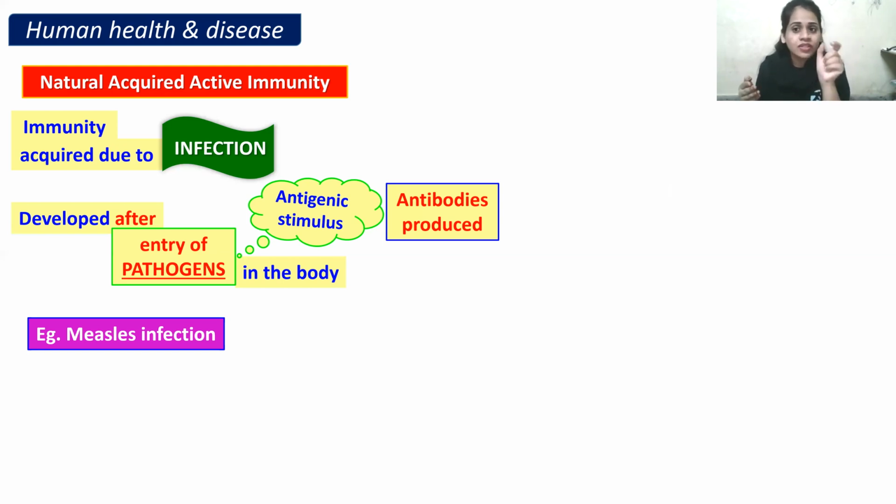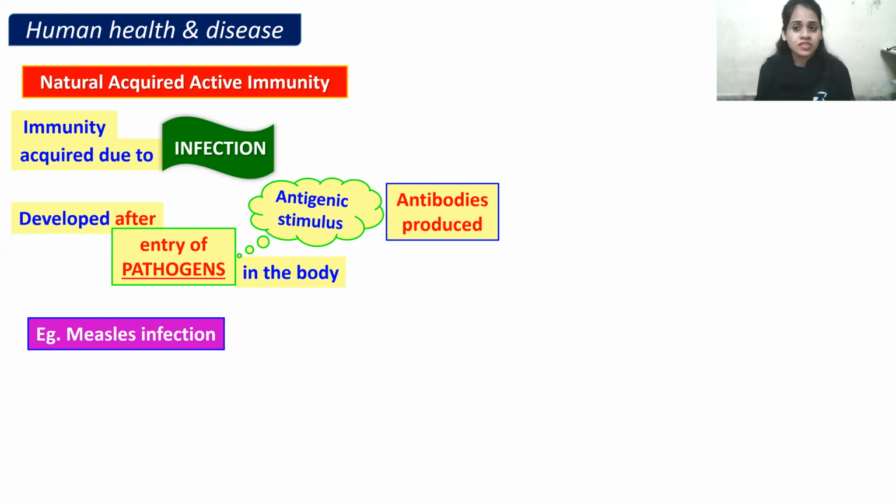What does the word active say? Active says that antibodies are being produced. So immunity which develops due to certain infections, where our body produces antibodies, that type of immunity is called natural acquired active immunity. Okay, so here we are going to talk about an example of measles.